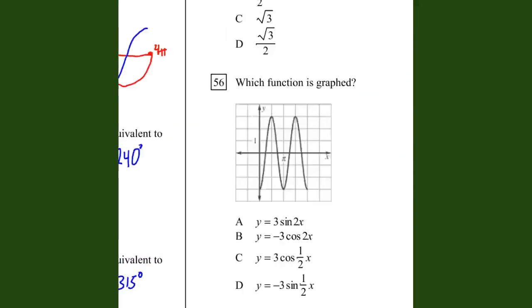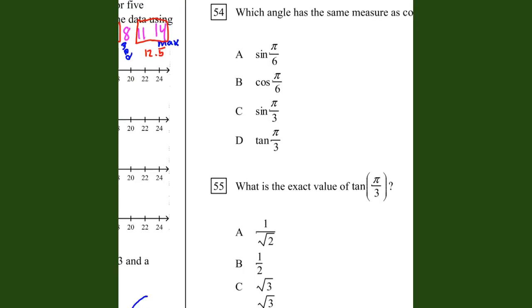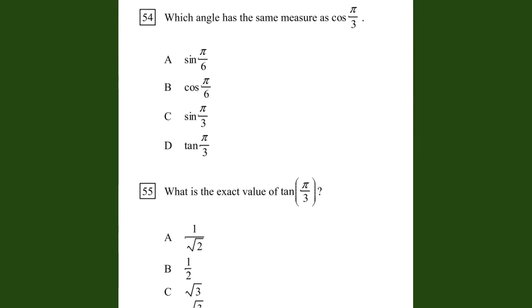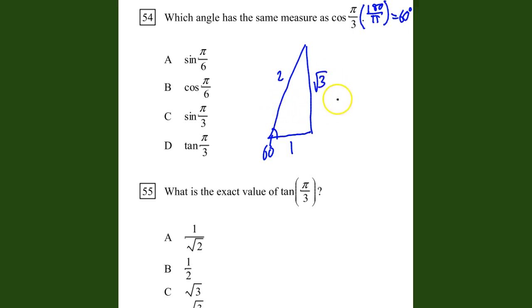All right, almost there. Let's look at which angle has the same measure of cosine of pi over 3. And like the others, if you're not sure what pi over 3 is, convert it, and you'll find out this is 60 degrees. So we're talking about a 30, 60, 90 triangle. So if this is the 60 or the pi over 3, know that the short leg is 1, hypotenuse is 2, the long leg is root 3. So the cosine of pi over 3, right, which is 60 degrees, cosine is going to be adjacent over hypotenuse. So it's going to be 1 over 2.